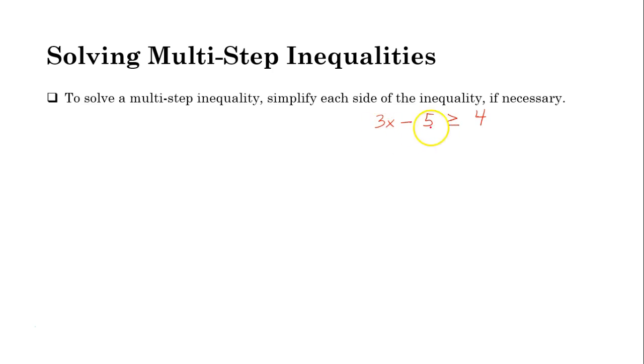If it's not necessary, then it'll look something like this. See how there's nothing on the left side that I can simplify? Because there's not like terms. And there's nothing on the right side for me to simplify either. So, in this case, it wouldn't be necessary to simplify each side.